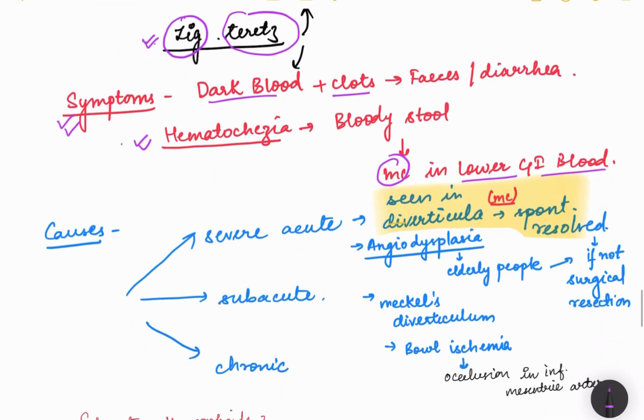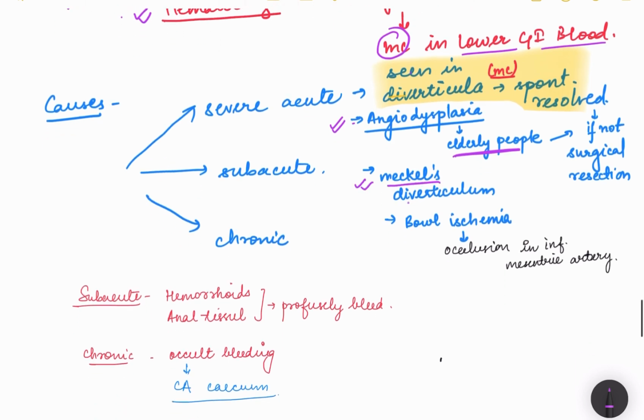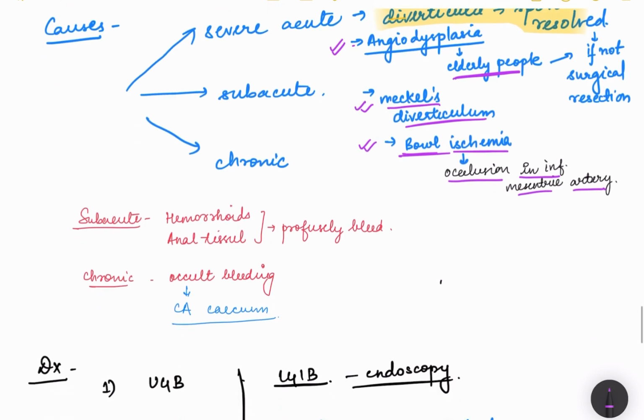The causes of lower GIT bleeding can be severe acute, subacute, or chronic. In severe acute cases, we can see diverticula, which is the most common cause of lower GIT bleeding, and it can resolve spontaneously. If not, we can do surgical resection. The second cause is angiodysplasia, which is most commonly seen in elderly people, and it can also resolve spontaneously. If not, we can do surgical resection. It can also be seen in Meckel's diverticulum. We have already studied these diseases in previous lectures. And the fourth one is bowel ischemia, which can be caused by occlusion of the inferior mesenteric artery.